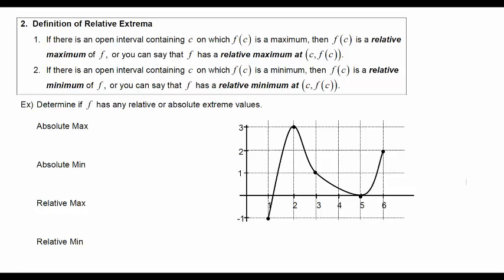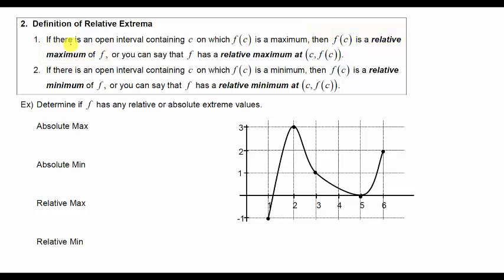So this is the actual definition of a relative maximum. If there exists an open interval containing c on which f of c is the maximum, then f of c is a relative maximum of f. What is it saying?